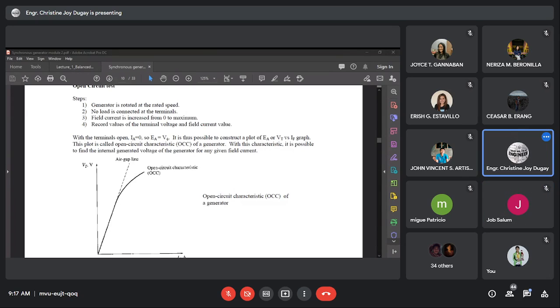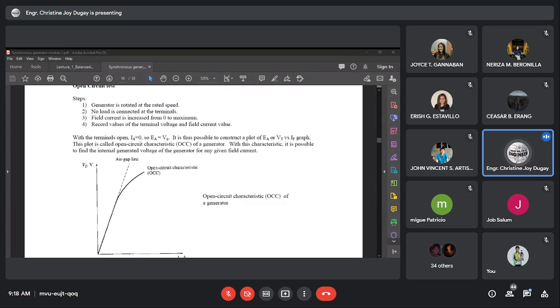So, no load is connected at the terminal. Ibig sabihin, wala kang load na i-connect sa terminals. Paandarin mo lang yung generator, then patakbuhin mo siya sa rated speed niya, and sa terminals, wag kang maglalagay ng load. Field current is increased from 0 to maximum. That's a potentiometer, I assume. I-increase mo yung field current mo to the maximum. And then record the values of terminal voltage and field current. So with the terminal I_A at 0, E_A is equal to V phase.